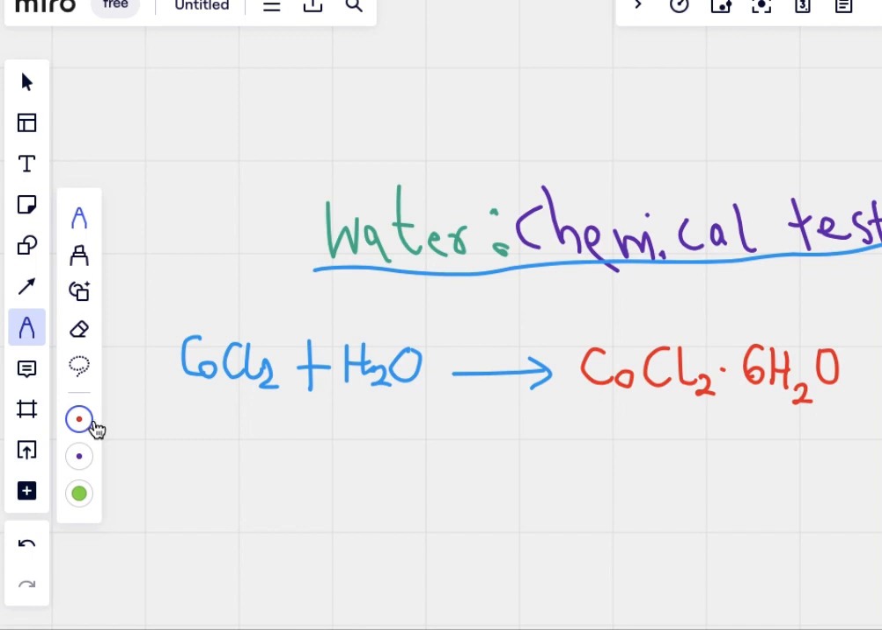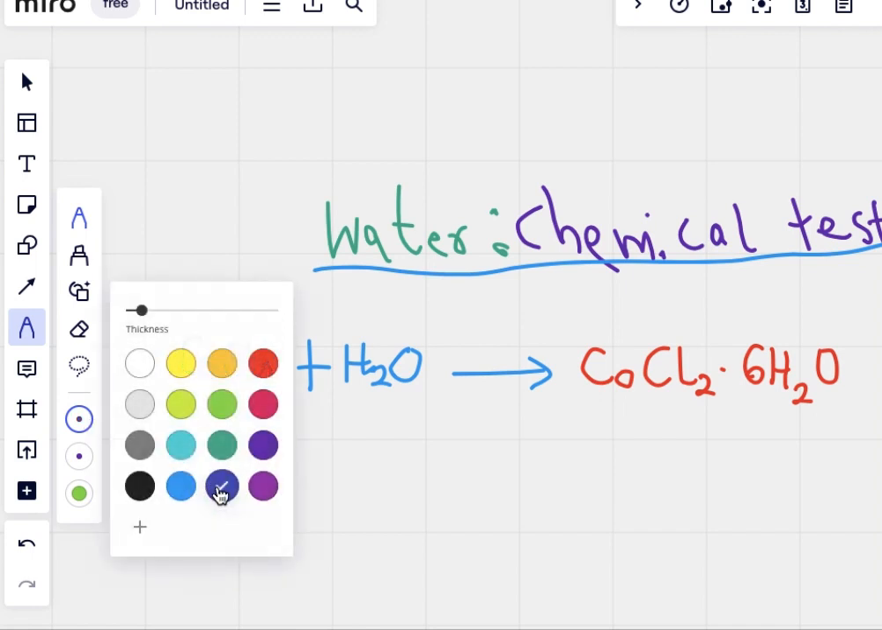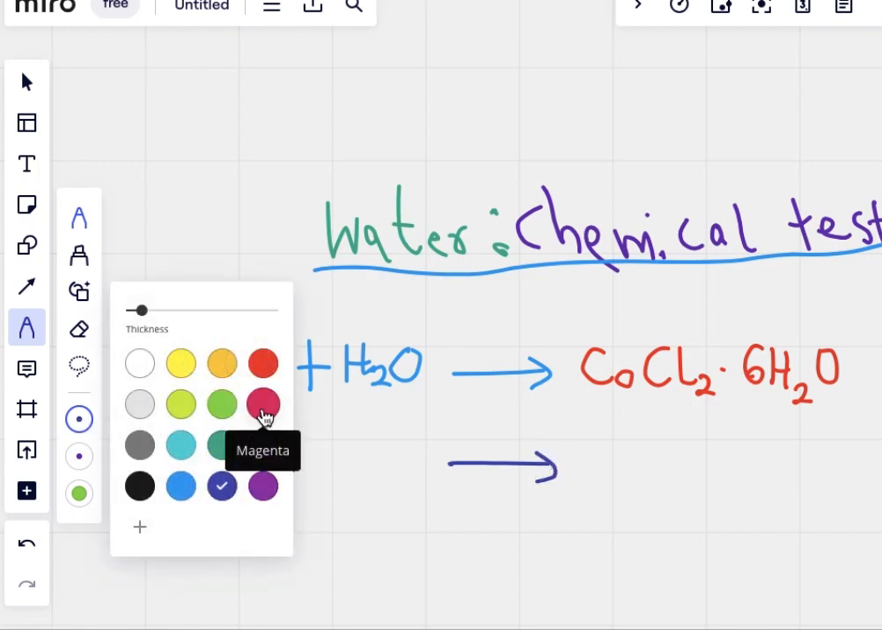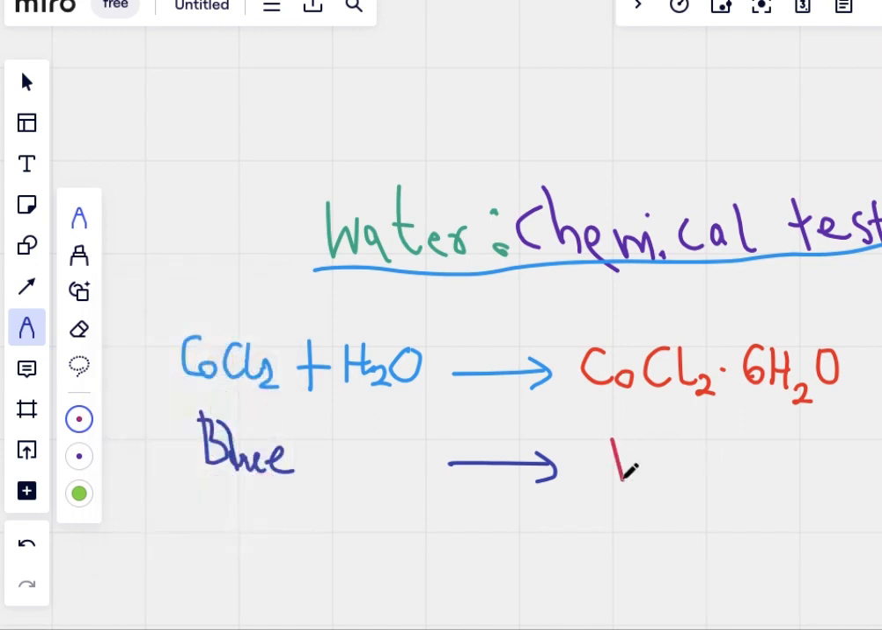So this one, the color is blue. When it's dipped in water, we use the cobalt 2 chloride paper, and the color changes from blue to pink. Here, over here, we have the pink. The color of this one becomes pink. So this pink is the test for water.